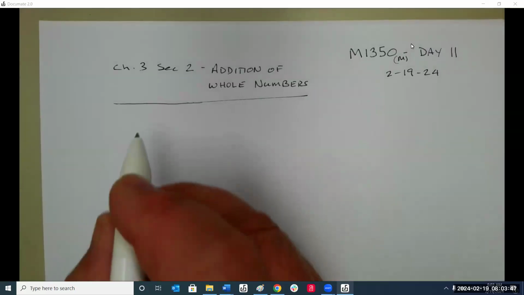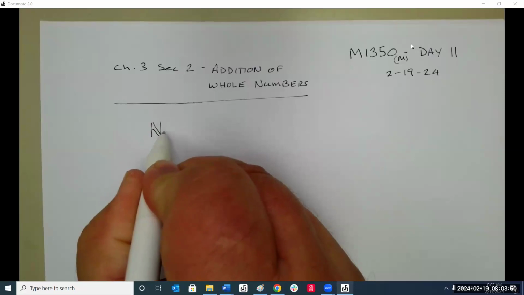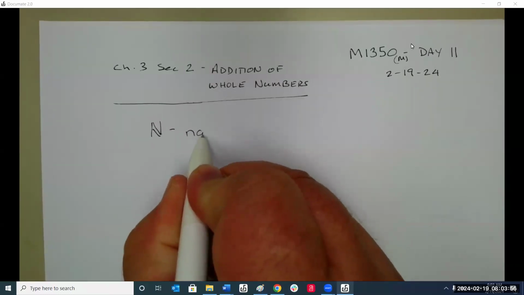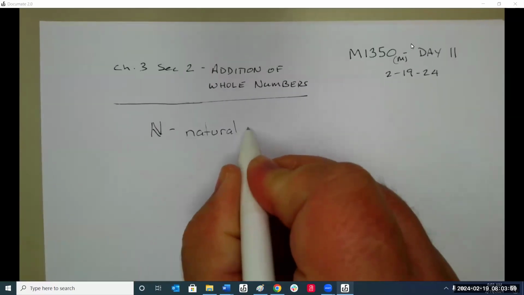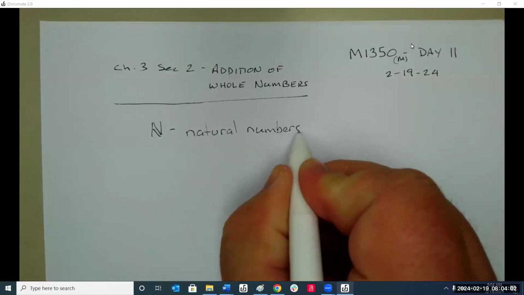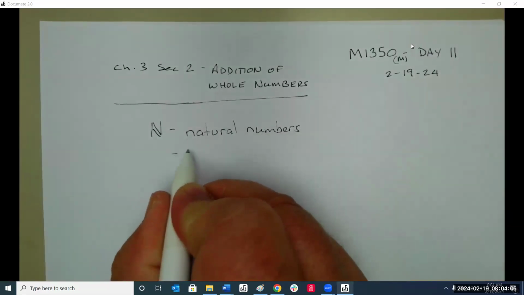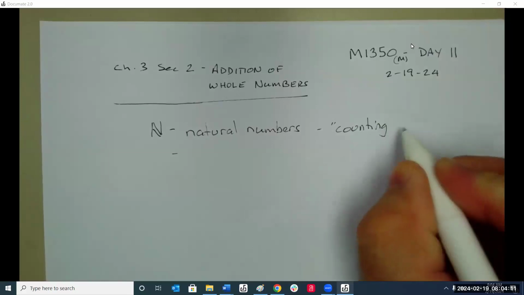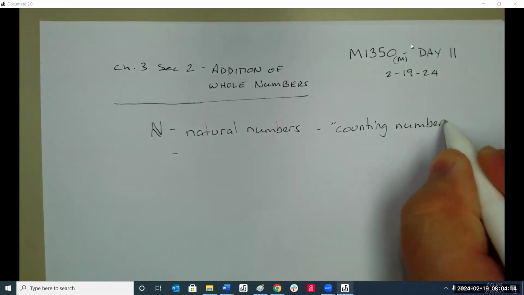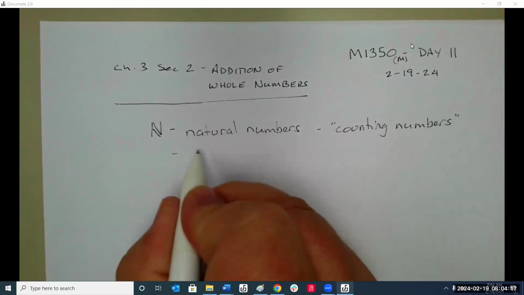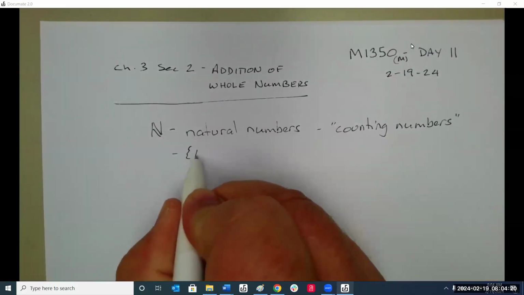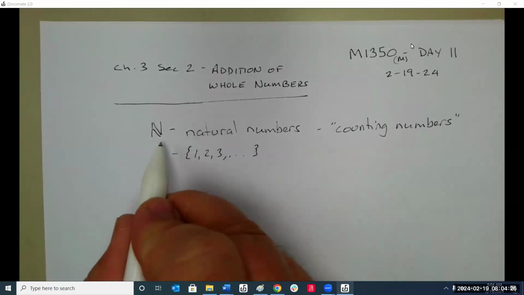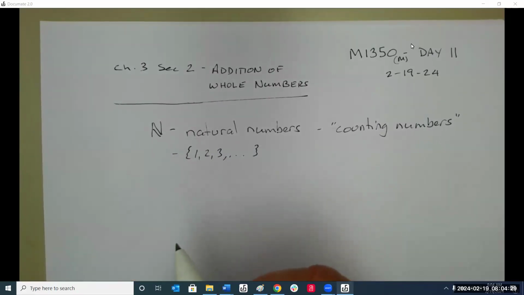Two things we have to discuss first. These symbols. N stands for the natural numbers. Natural numbers are the counting numbers. If you're asked to count, you start with 1, 2, 3, and then keep on going from there to infinity. So whenever you see the N like that, that means natural numbers.